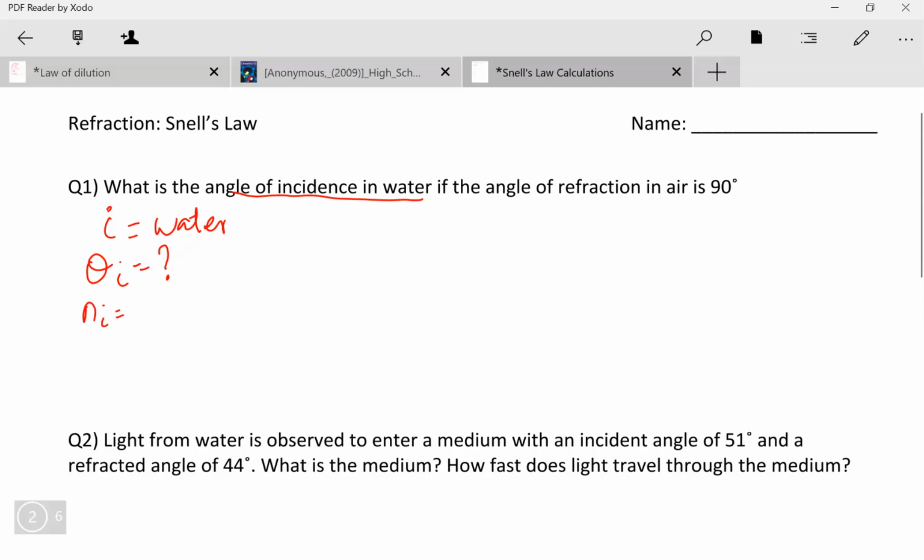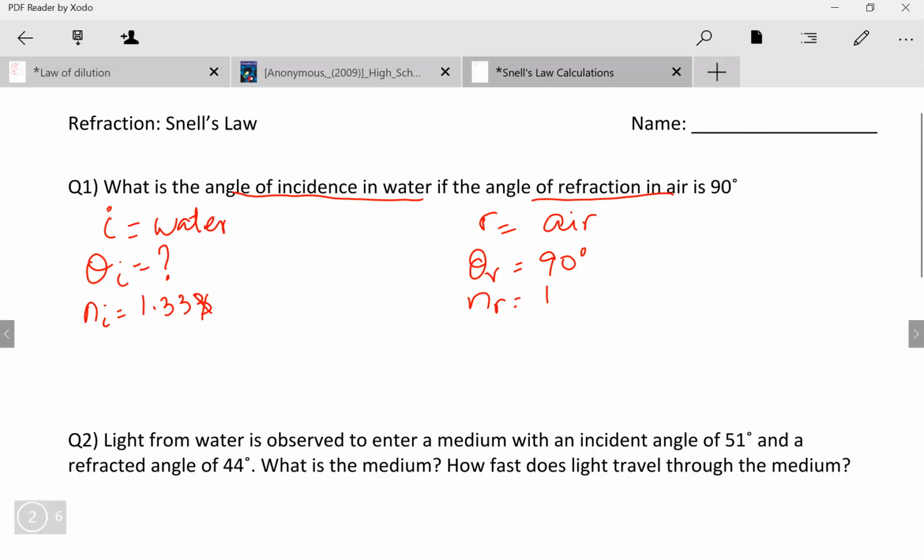Our Ni we will look up from a table, and we know that the refractive index of water is 1.33. You can add this extra 3, but it's not really necessary. It's not really important how many decimal places you keep. I will mark both as correct. And of course, our angle of refraction in air. So for the second medium, it is air basically. Our theta R is 90 degrees, and our Nr is 1, which we approximate to be the same as vacuum. It's actually 1.003 or something, but we're going to round that to 1.